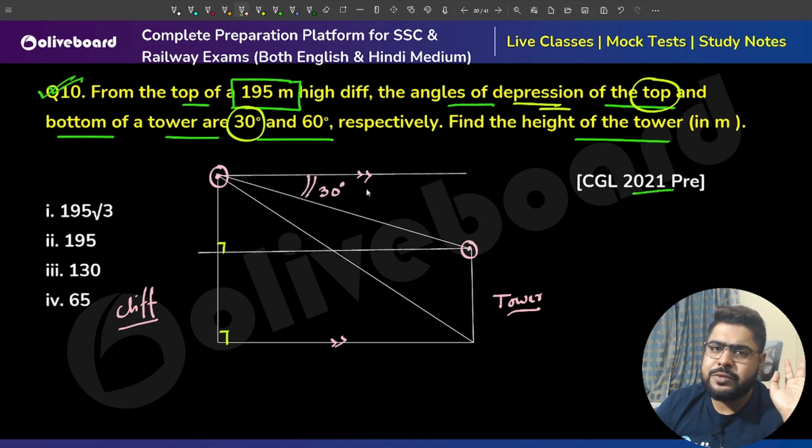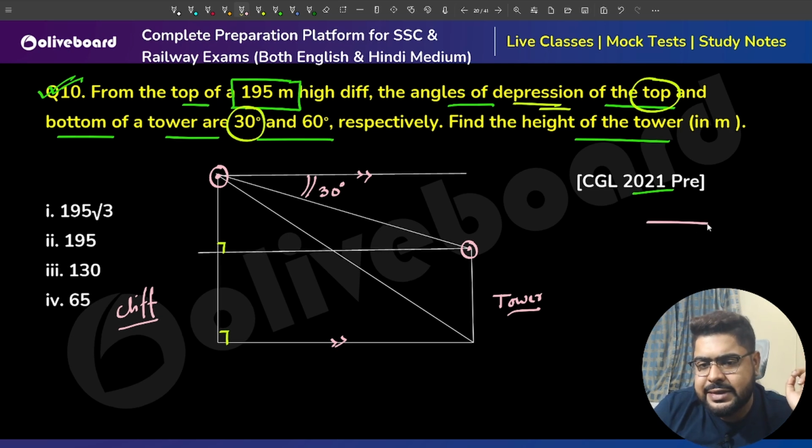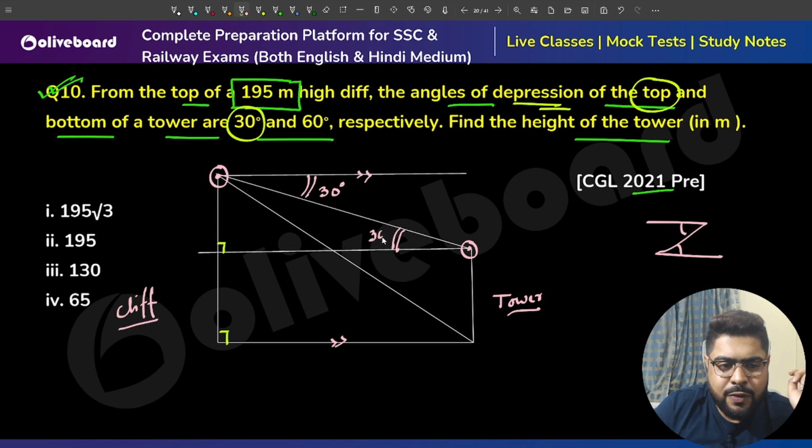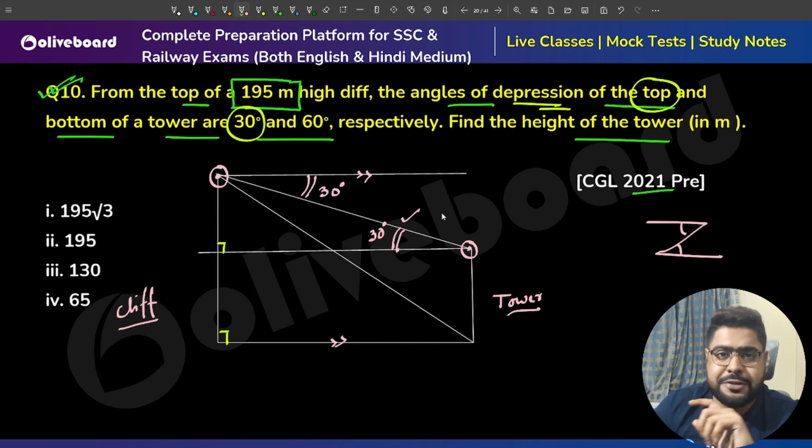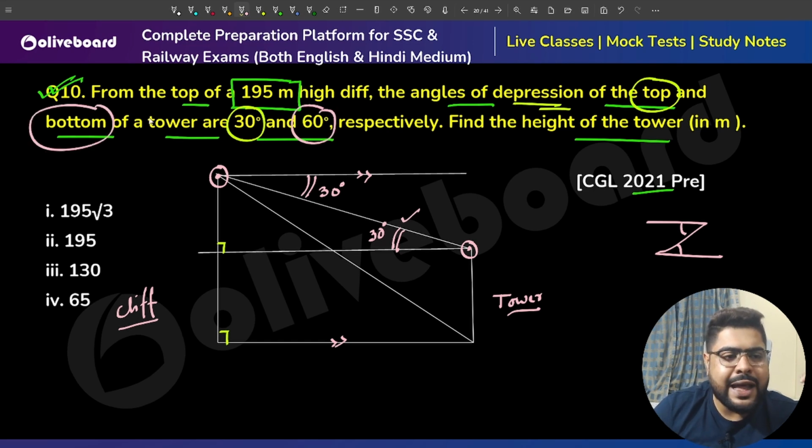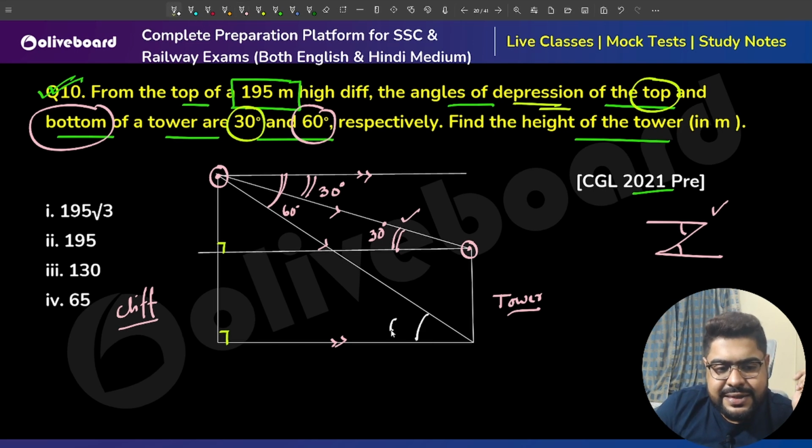Now first things first. Alternate angles: if there is any Z, this angle is equal to this angle. Once you are an advanced learner and have practiced enough, you won't even write this. You will say it directly, and you should. Now, the angle of depression for the bottom of the tower is 60. That means this angle is 60. Please remember this. Using the same logic, this is 60 degrees. Now, the 195-meter high cliff is also given.